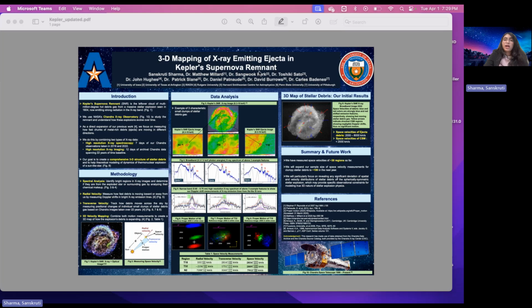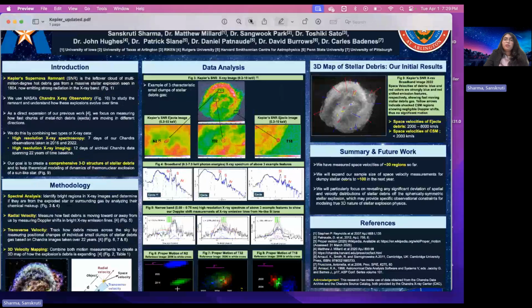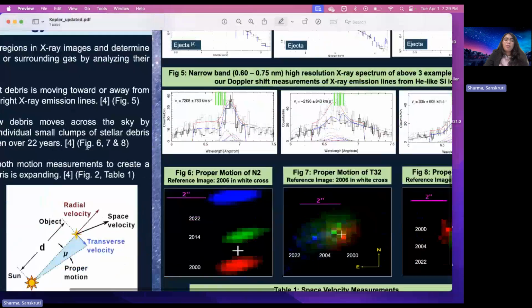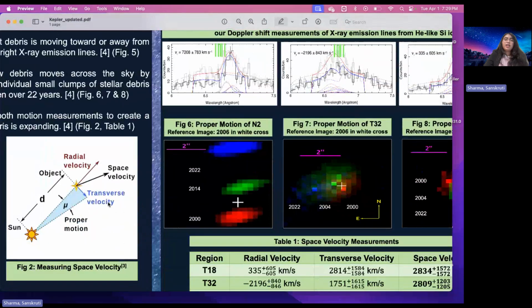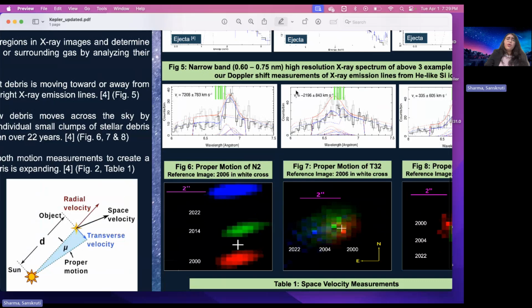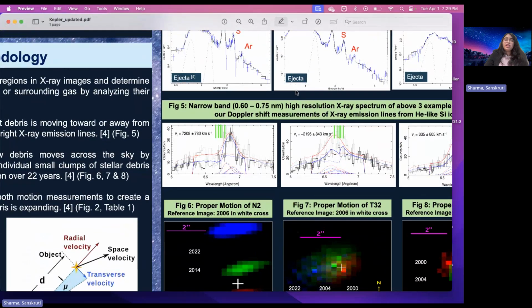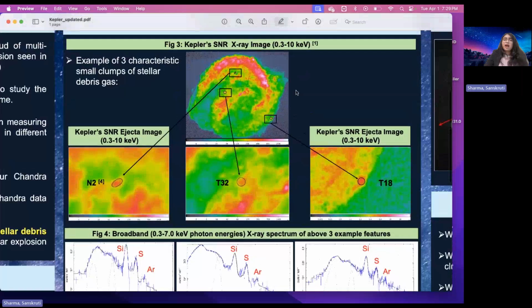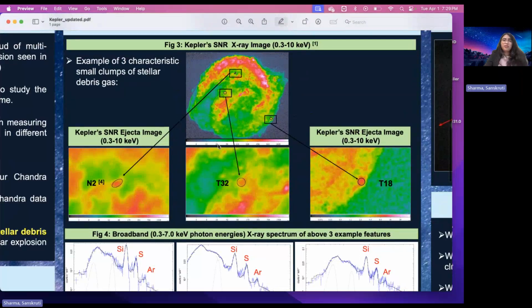Now, in order to do that, we need to measure space velocities of regions. Space velocity has two components, a radial and a transverse. Let's look in a little bit more detail at how we measure each of these components. Here, I show three regions, since the very first step is selecting tiny regions across the remnant: N2 in the north, T32 in the center, and a southern region, T18.